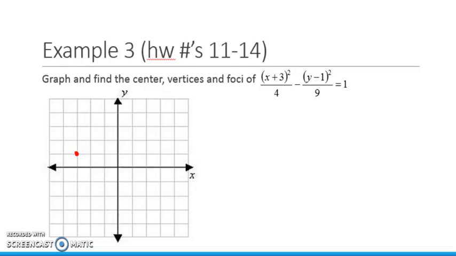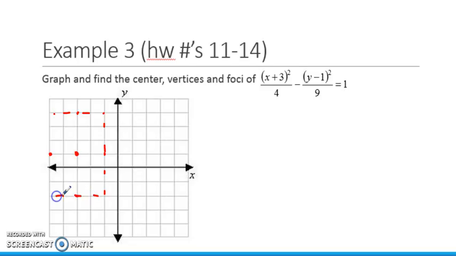So that's our center. Now, in the x direction, the square root of 4 is 2. So I'm going to go right 2 and left 2 from the center. And I'm going to draw 2 dots in there. And then in the y direction, the square root of 9 is 3. So I'm going to go up 3 and down 3 from the center. And so like I said, I just start with those dots, and then hopefully you can see how to sketch in the rectangle going around this.